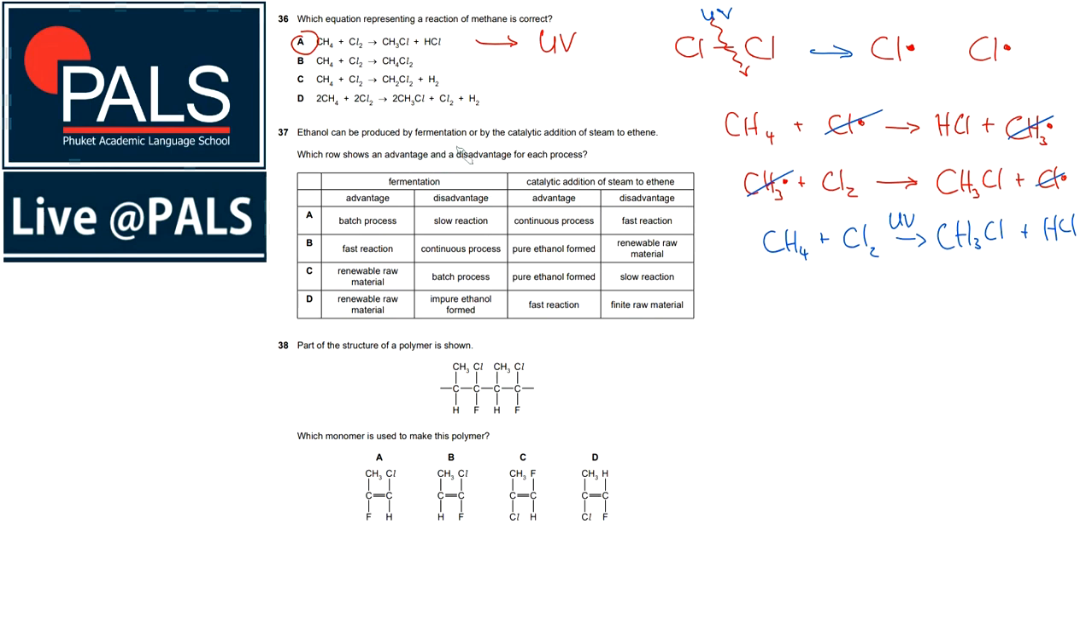Ethanol can be produced by fermentation or by the catalytic addition of steam to ethene. Which row shows an advantage and a disadvantage for each process? Fermentation advantage.